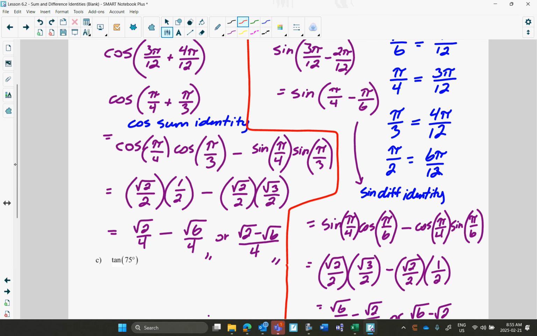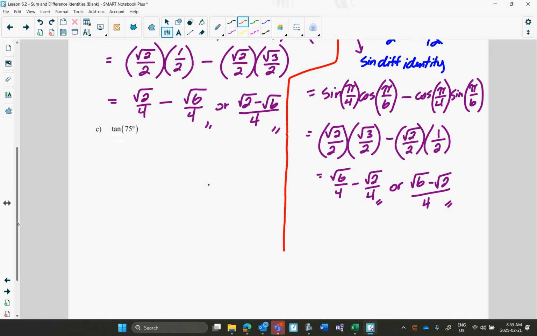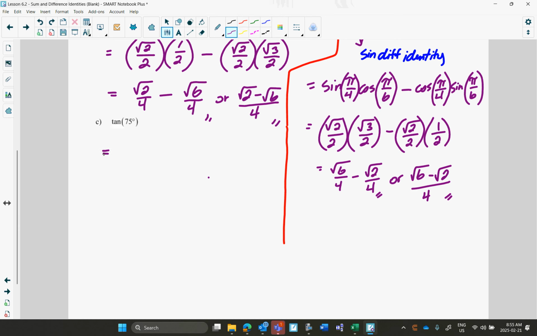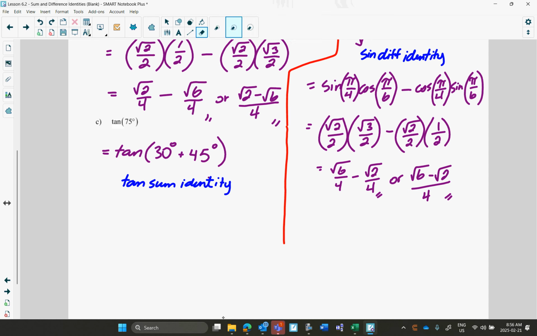Okay, those two, if we add 30 and 45 degrees. So that means this is the same as the tan of 30 degrees plus 45 degrees. If you wrote it the other way around, it's still going to be correct. If you wrote 45 plus 30, it's still fine. So this one's a tan sum identity, which is a little bit more of a complicated formula.